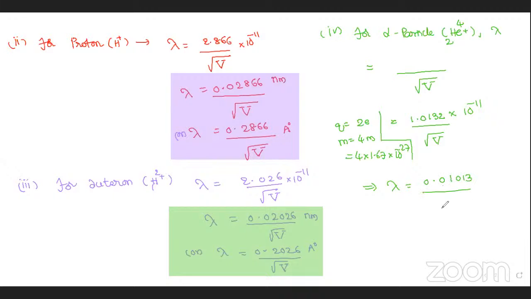0.01013 by root V in nanometer, and that is equal to 0.1013 by root V in angstroms. These two values, any one value you have to remember, either in angstroms or nanometer. That's all. If you remember these values, Nana, in exam it will save time.